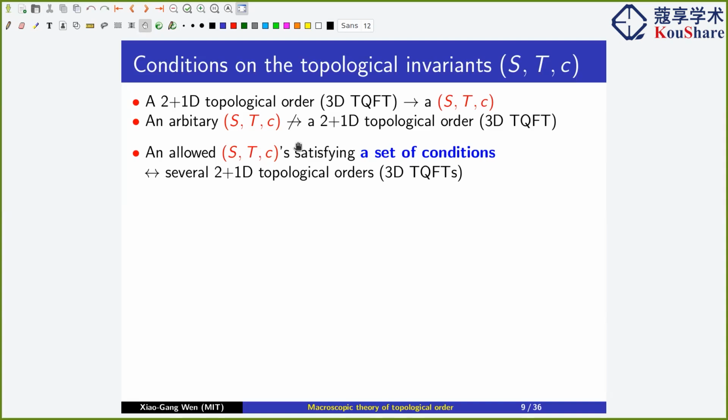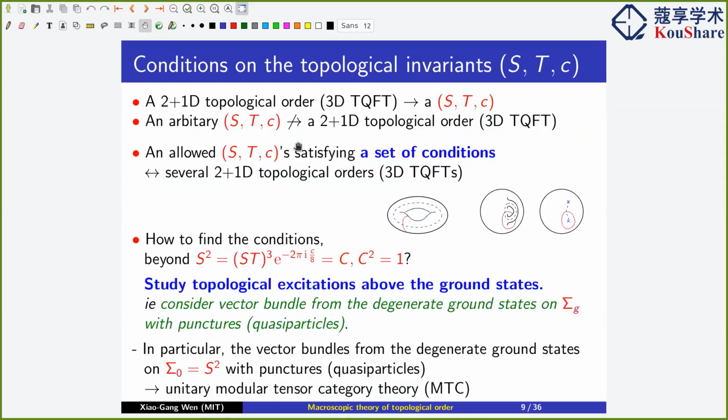If we can figure out the special conditions on the ST matrix, on the SL2Z representation, then we can really classify topological order, making a table of topological orders. That makes this mathematical theory of topological order somehow more complete. So we need to find some conditions on this SL2Z representation, so that only special representations satisfying those conditions describe topological order. Okay. So how to find these conditions?